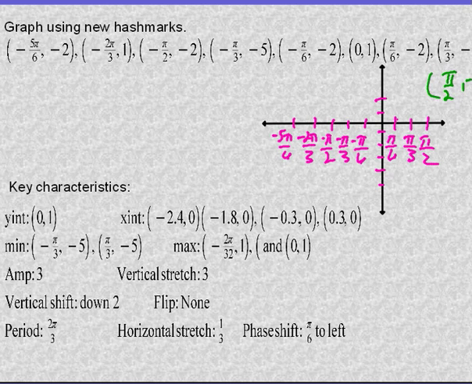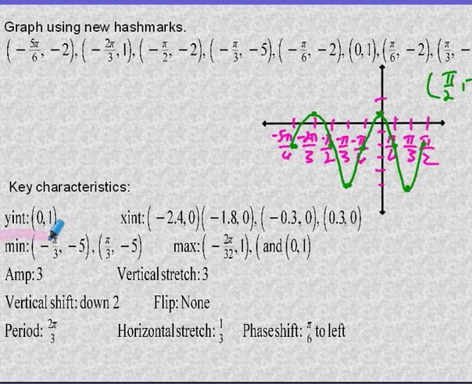So here we have a point here at -2, a point here at 1, a point here at -2, a point here at -5, -2, 1, -2, -5, -2, and that's our sine curve. So we're going to find the same things we did before.